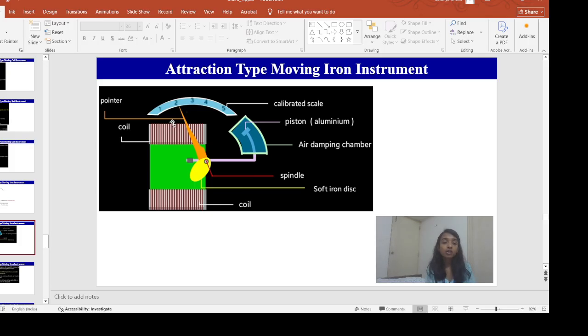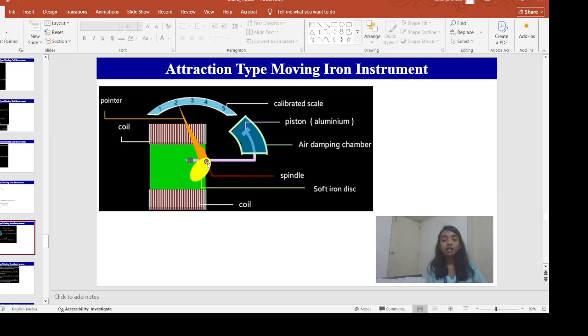Now whenever electric current flows in the fixed coil, it will generate a magnetic field. As a result, the soft iron disc will get attracted towards the magnetic field, and the pointer will get deflected due to the deflecting torque. Now, the higher the electric current in the fixed coil, the higher will be the magnetic field, and the higher will be the force of attraction between this magnetic field and the soft iron disc.